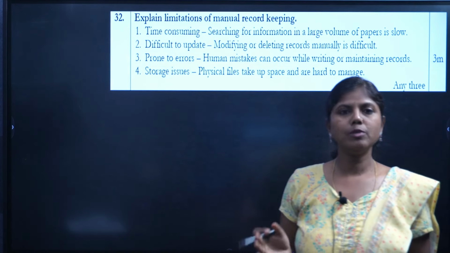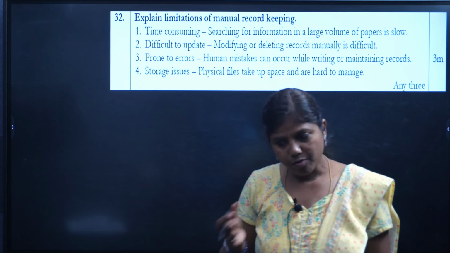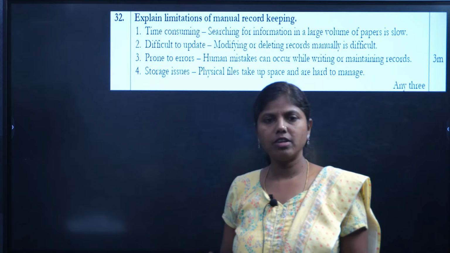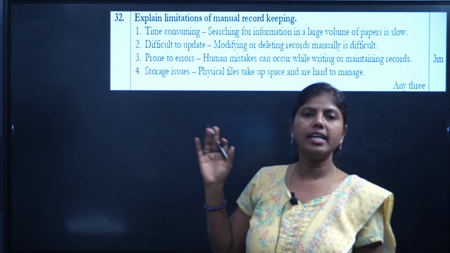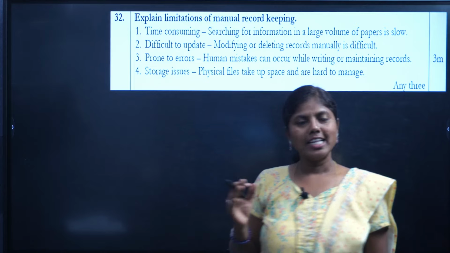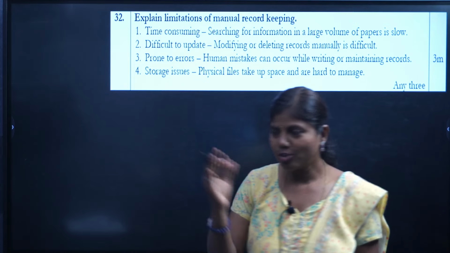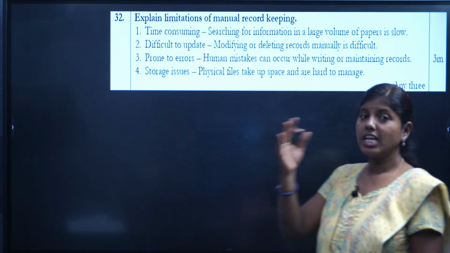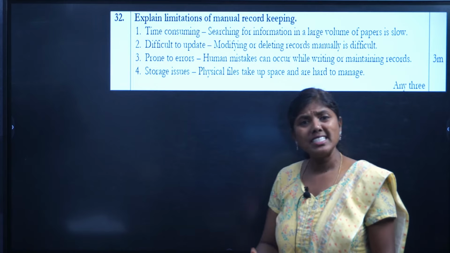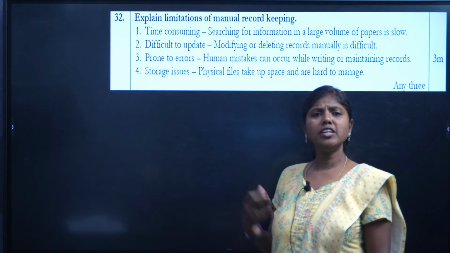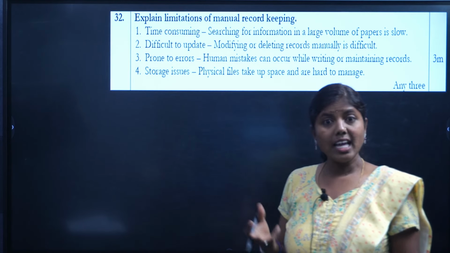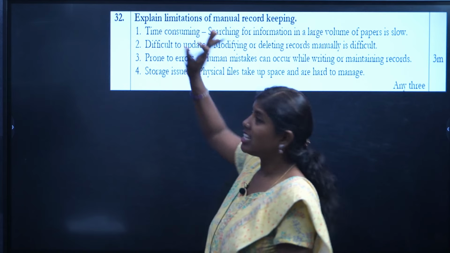So for second PUC, if you're doing manual entry, again you take one register and keep copying all the student names. Radha, Krishna, then Keshav, then Shama, whatever is there. Now you keep writing the names of the students again. Ma'am, it is time consuming. Why are you writing again and again? Time consuming, yes, that is a limitation.